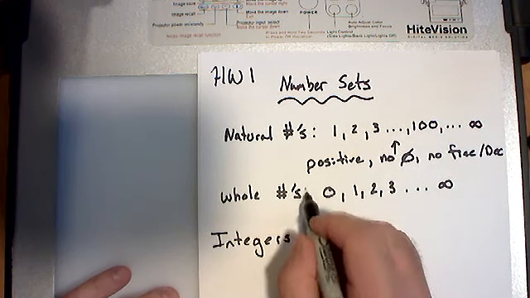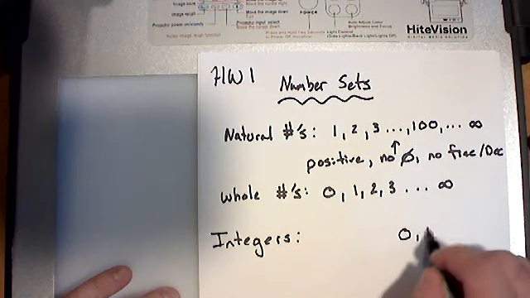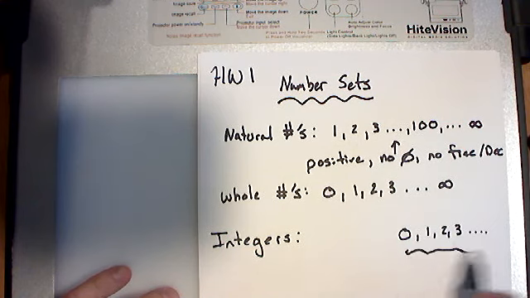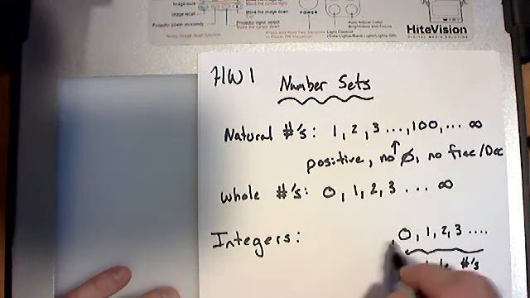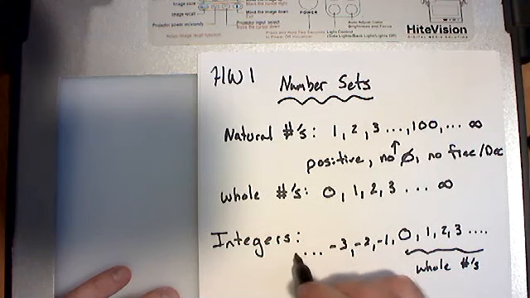The integers are where the negatives come in, okay? So we have the whole numbers, 0, 1, 2, 3, and so forth out to infinity. Remember, that's the whole numbers right there. Just that bit there is the whole numbers. Keep that in mind. What we're going to do is take those whole numbers, add to them, and take all the negatives of those whole numbers. And now we have those as well, okay?